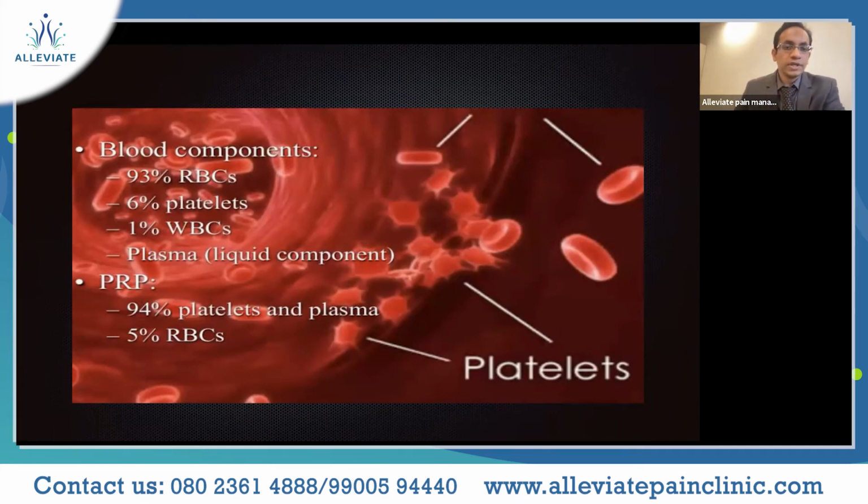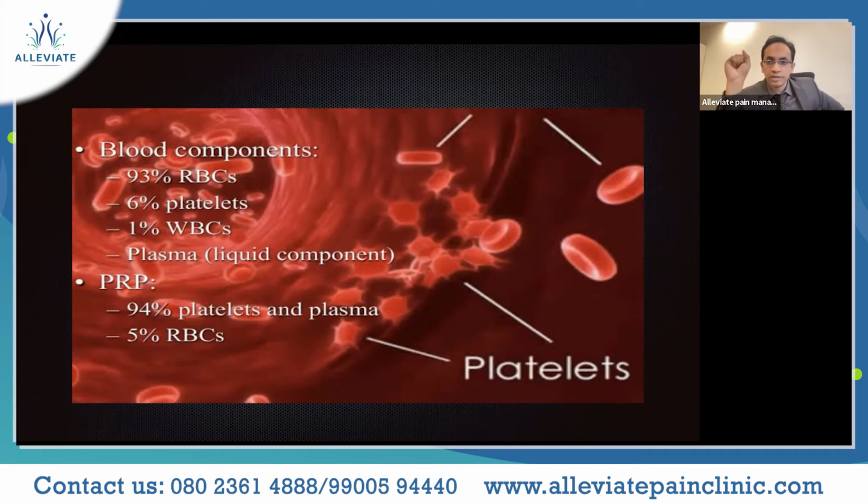So what is a PRP? PRP contains 94% of platelets and plasma and 5% of RBCs. So what you're seeing over here is the platelets, which were normally 6% in a regular blood sample, are taken, separated, centrifuged, concentrated, and that is when a PRP is formed.